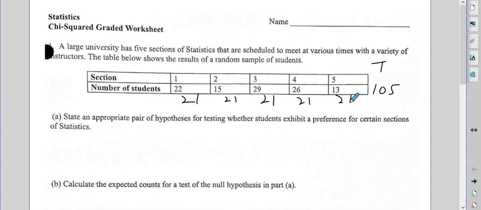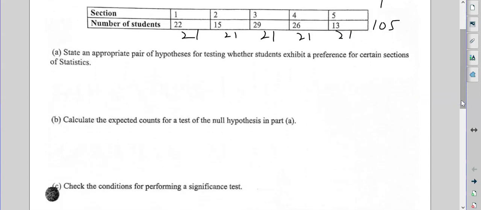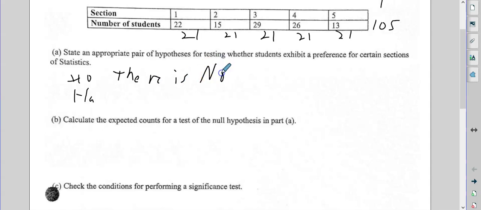State an appropriate pair of hypotheses for testing whether students exhibit a preference for certain sections of statistics. All right. So I have my Ho and my Ha. So for Ho, there is no preference. And my Ha is, well, there is a preference.